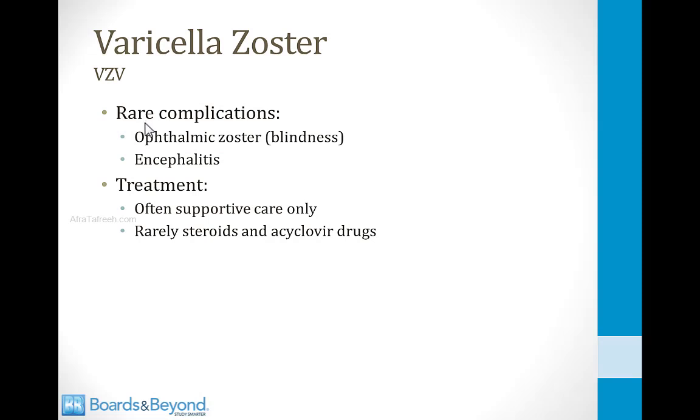There are some rare complications you should know about. You can get a zoster infection that spreads to the eye. This can lead to blindness. This happens when the virus reactivates along the trigeminal nerve root. You can also get encephalitis if you develop a severe infection. The treatment is usually supportive in people who have just a rash and mild symptoms. Sometimes steroids and acyclovir drugs are given to prevent post-herpetic neuralgia, and if it's a severe case of zoster.